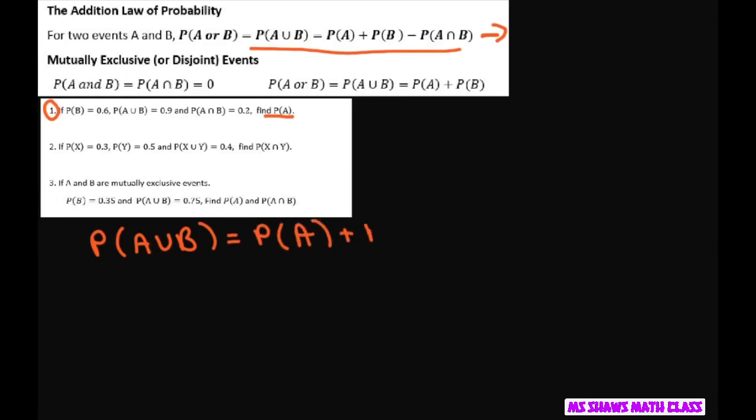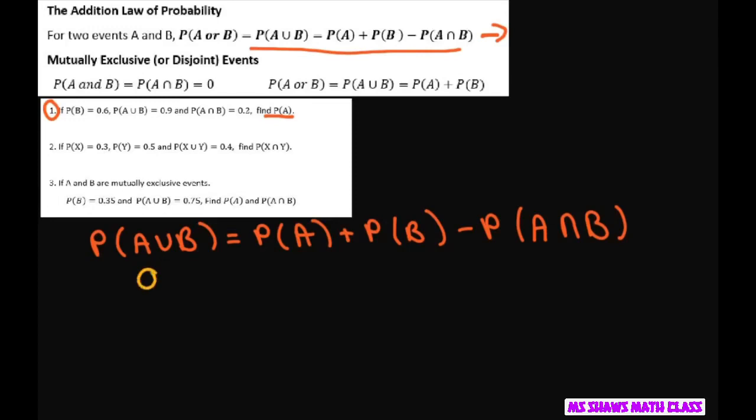We want to find probability of A, given probability of B or probability A or B, and probability of A and B. So we'll just use this formula here. Probability of A or B equals probability of A plus the probability of B minus the probability of A and B.